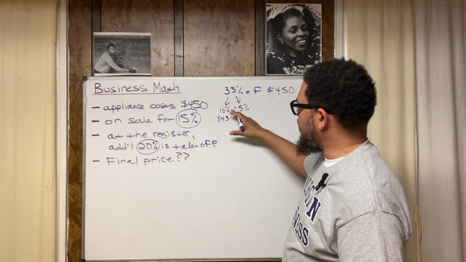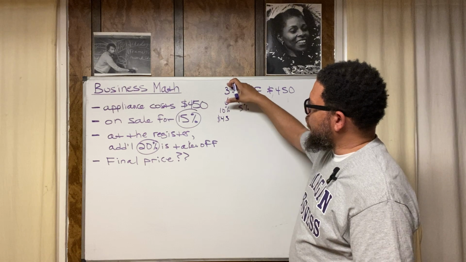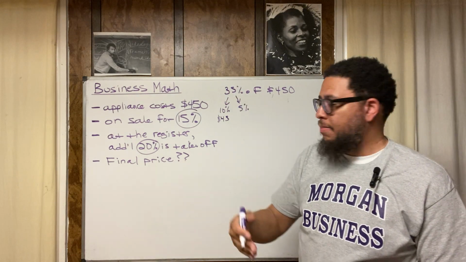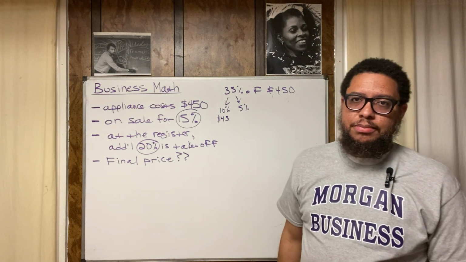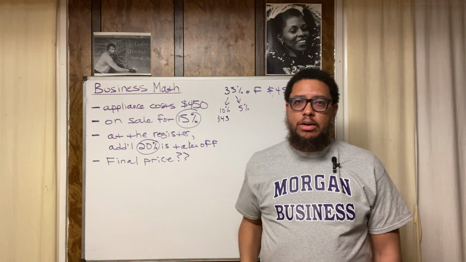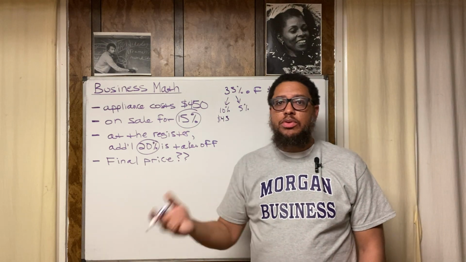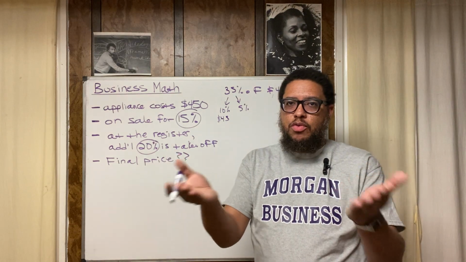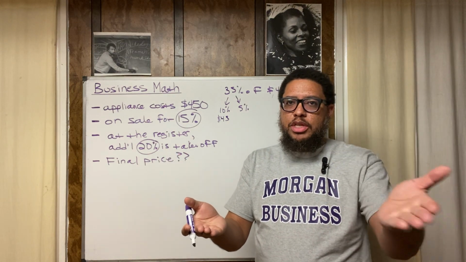All right. So now 10% is 45, but we want 35%. So let's find 30%. 10% times 3 is 30%. So do 45 times 3. Hopefully you can do that mentally. Hopefully you don't need a calculator for that. If you need a calculator for it, do it. But hopefully you don't need a calculator because 45 is the same thing as 40 and 5. 40 times 3 is 120.